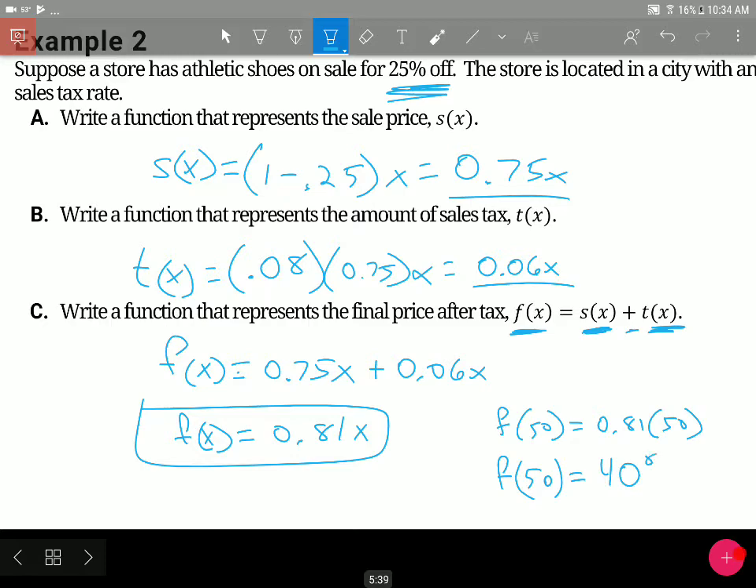$40 and 50 cents. And if you want to do 40.5, that's fine. But when we're talking about money, I don't care if you write it like that. If you can't see it back there, I just wrote $40.50, like you would see on a price tag, if you want to. Cool? But really what we're doing is we're talking about how to add functions together. That's the big deal for the day. This was just kind of a word problem to work yourself through it. All right, so turn the page.